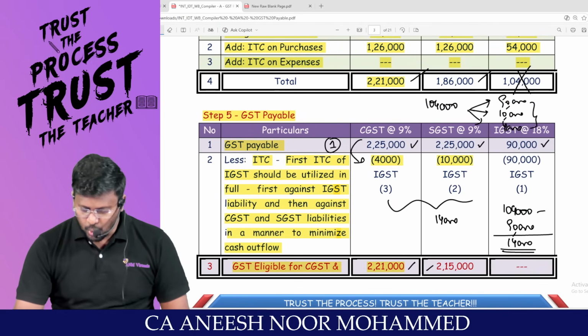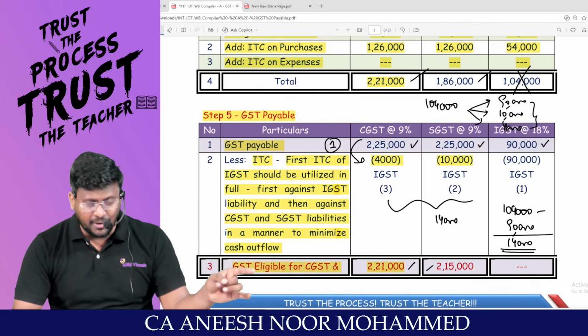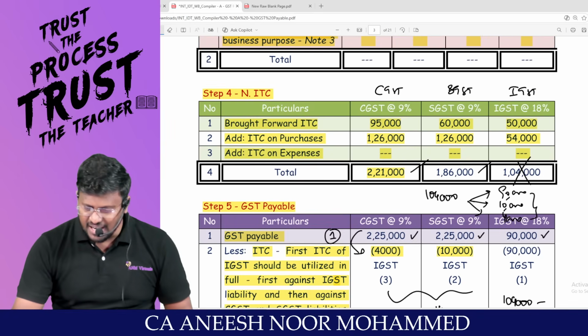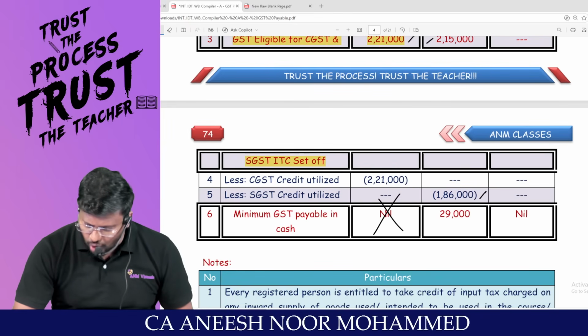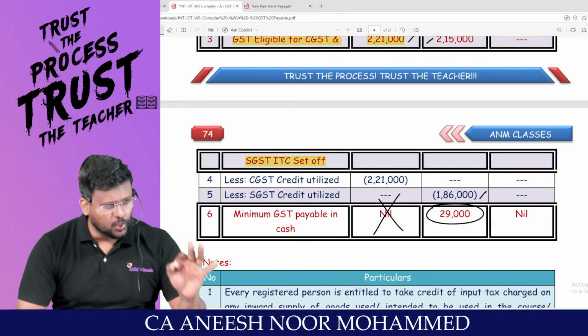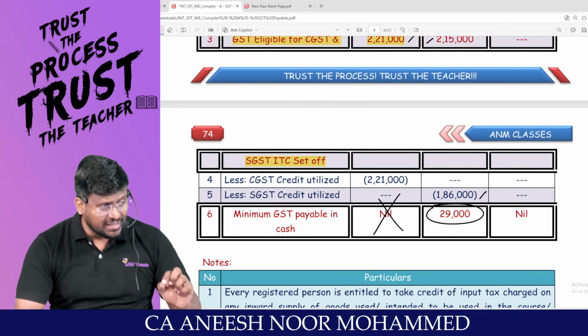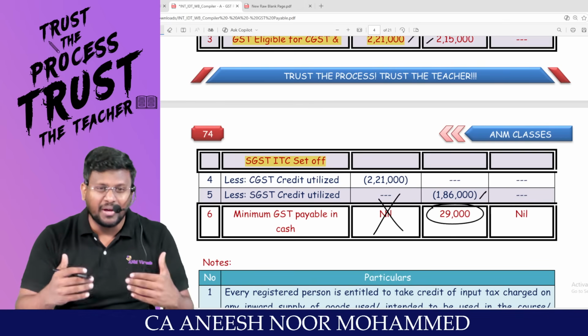Sir, 2,15,000 is the amount payable to my state government. My state, sir, is liable to pay me 1,86,000. So I can happily knock off that 1,86,000. I know that still 29,000 is payable. This 29,000 I will not pay to the central government. I will pay to my state government.